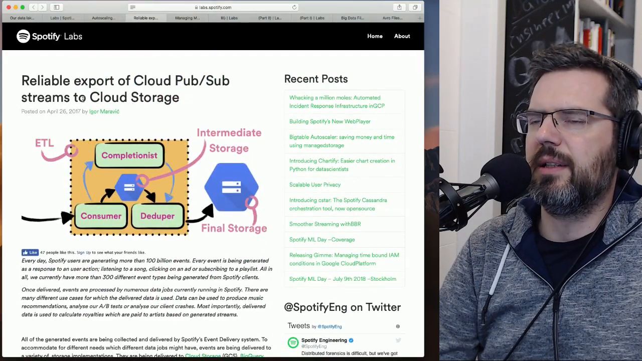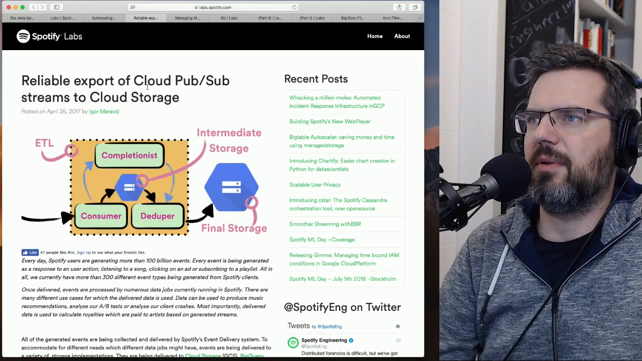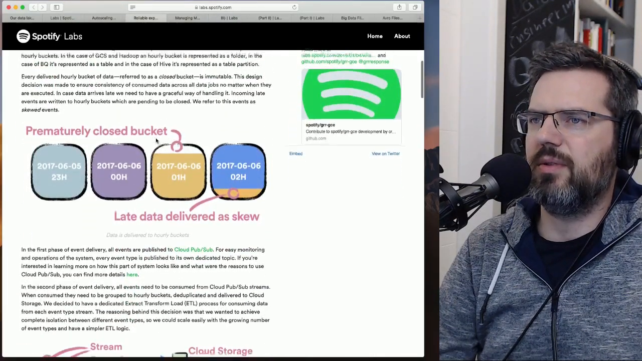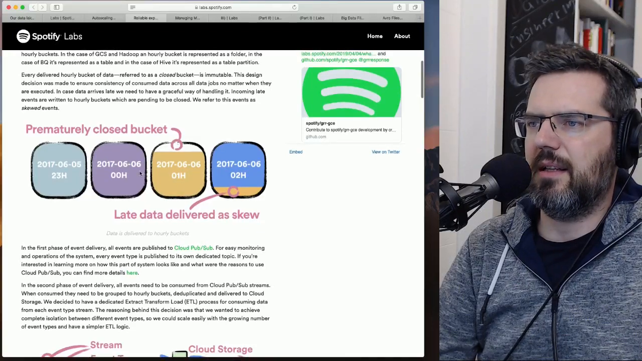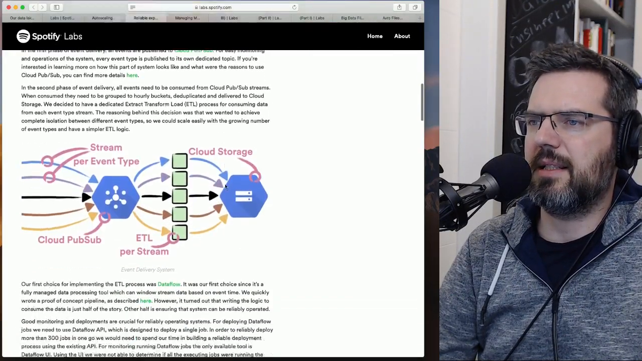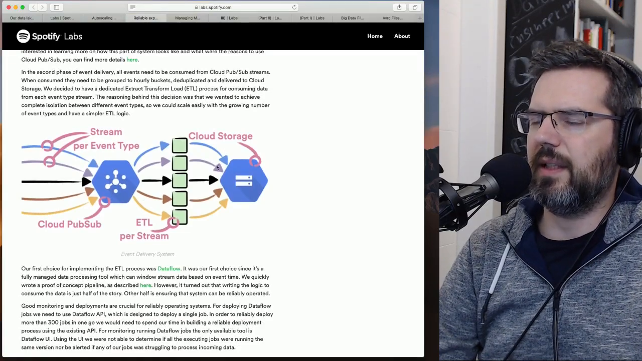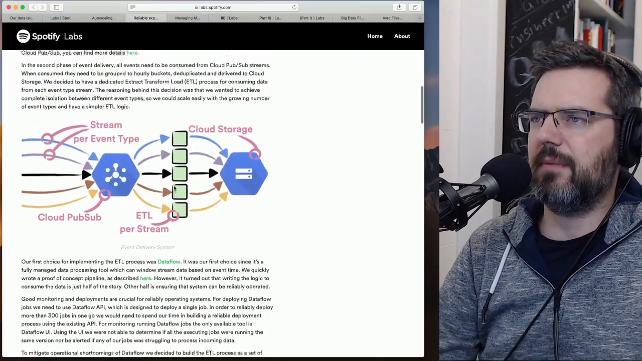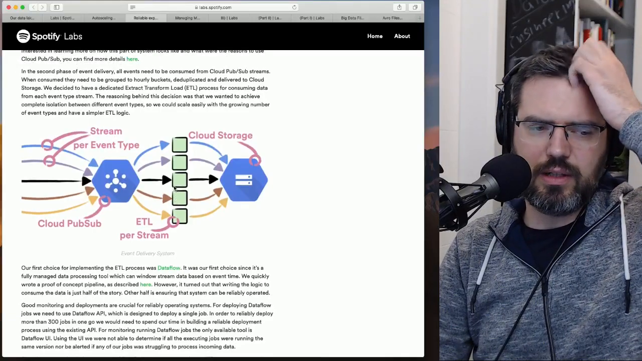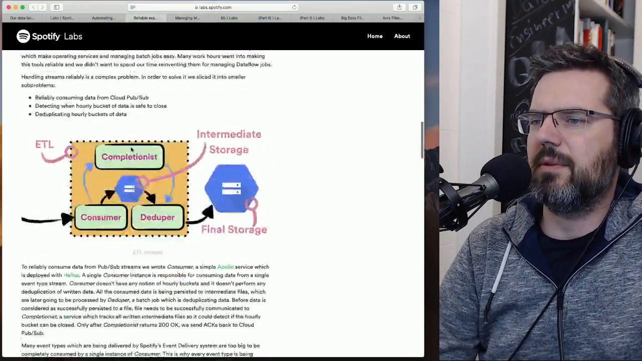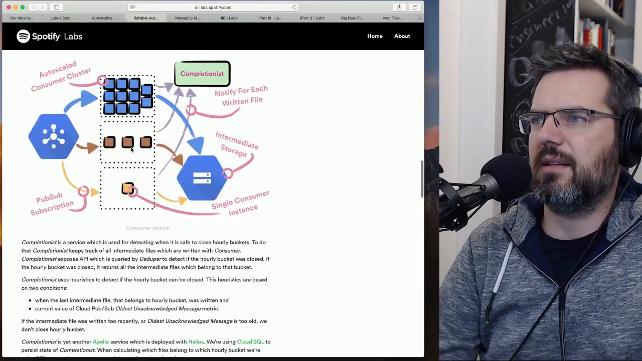How they are doing reliable export of Cloud Pub/Sub streams to Cloud Storage, how they are doing this, and that they are using buckets. As I said, I would need to get into this myself more because I'm not the Google Cloud expert. But here is some interesting information.